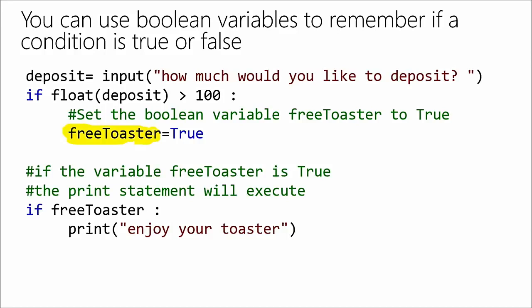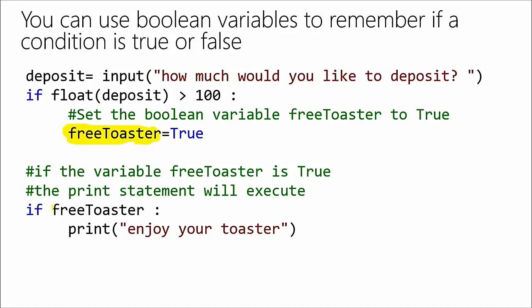So I'm creating a flag here, but in the end, it's just a variable, and the variable stores a value of true or false. And I'm saying if they deposit over $100, free toaster is true because, yeah, they can get a free toaster. And then later in my code, maybe I have a whole bunch of other complicated logic that updates fair balances and so on in the actual system.